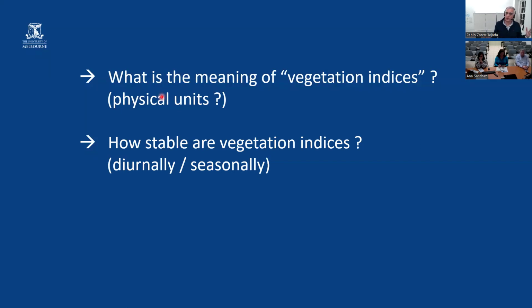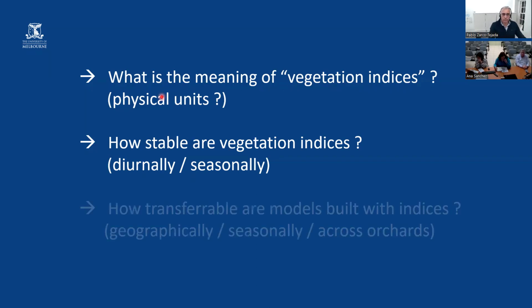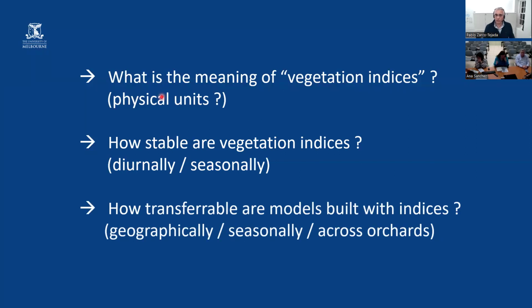If we collect an image in one particular site and we calculate a set of indices, how stable are they if we come back again to the same place, for example, or if we go to the orchard which is nearby? And how transferable are models built with those indices? I'm talking about geographically, seasonally.